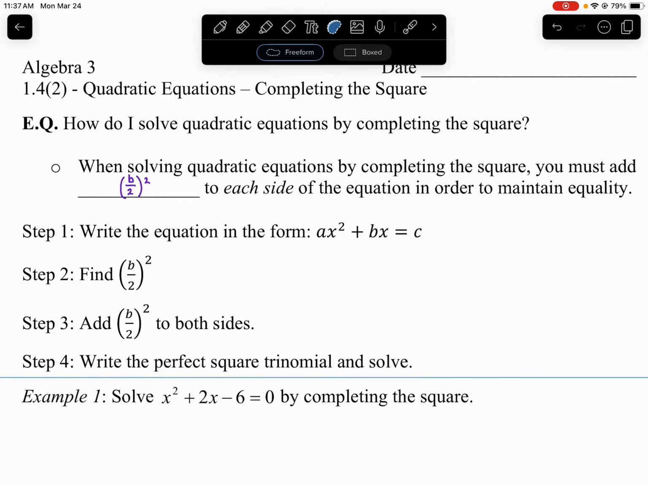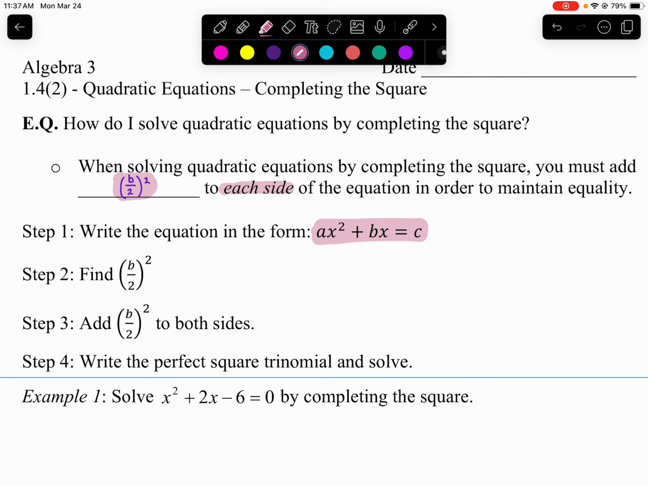All right, today's lesson is on solving quadratic equations by completing the square. So the first two things you need to remember is that the equation needs to start in standard form, and then we're going to move our constant term to the opposite side of our x terms. The other thing we have to remember is that when we're solving by completing the square, we have to add our b divided by 2 squared value to each side of the equation.